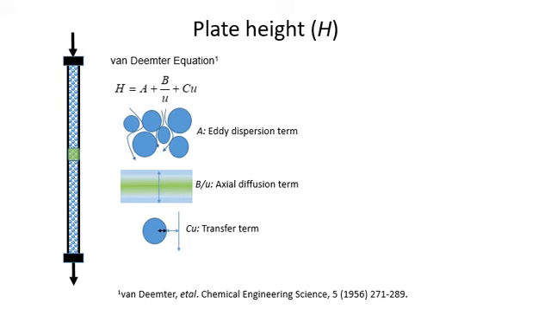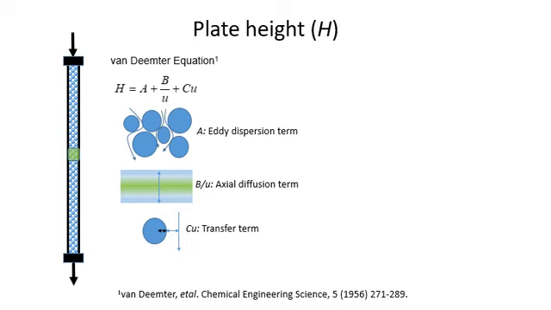Dispersion can be measured using different metrics. One such metric is the plate height. According to the Van Deemter equation shown on this slide, the plate height can be obtained as the sum of three terms, these being the eddy dispersion term, the axial diffusion term, and the transfer term. In the Van Deemter equation, A is the eddy dispersion constant, B is the axial diffusion constant, C is the transfer constant, and U is the superficial velocity. The superficial velocity is obtained by dividing the flow rate by the area of cross-section of the column.